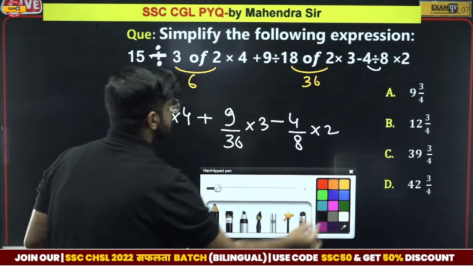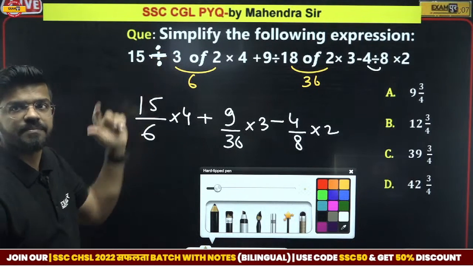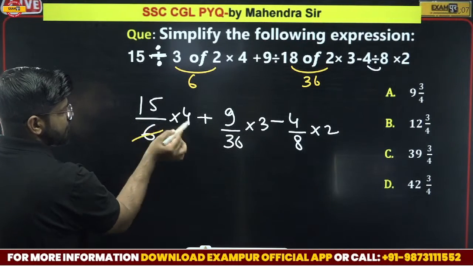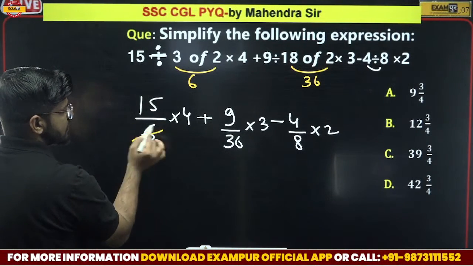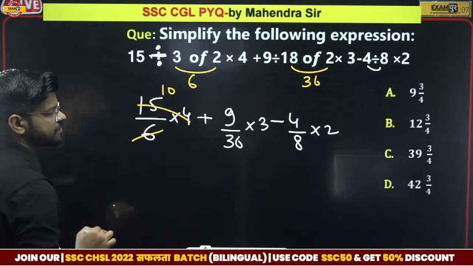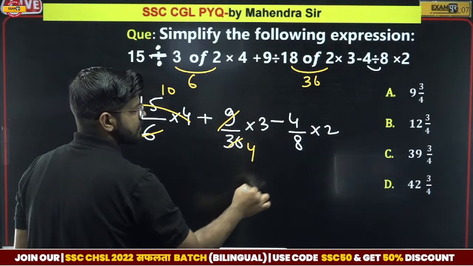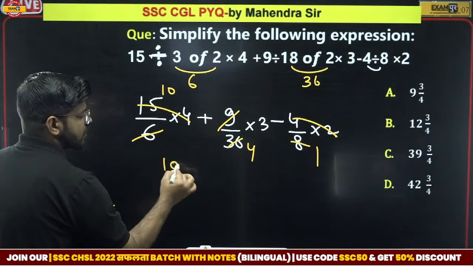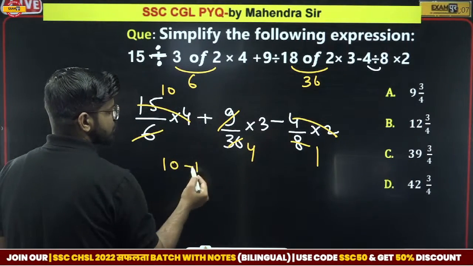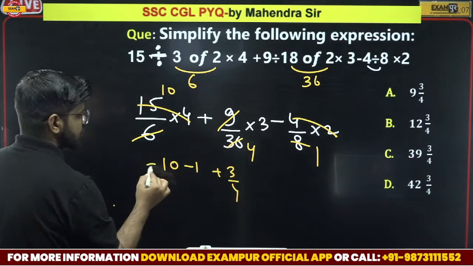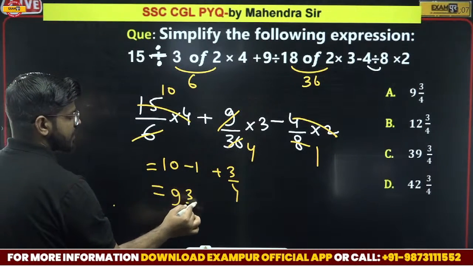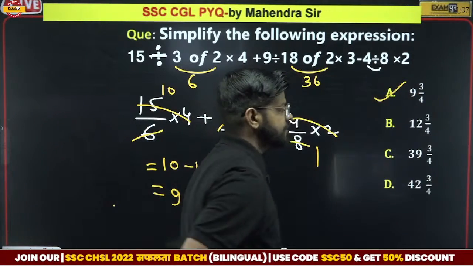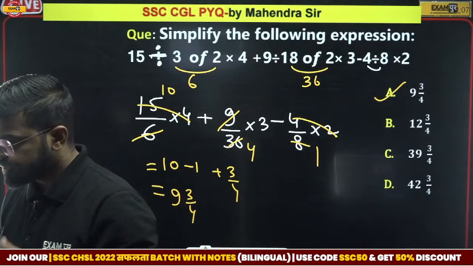This will be divide sign. So solve it. 15 fours are 60. So 60 cancels out 10 times. 4 will be cancelled out by 1. So we are getting 10 minus 1 plus 3 by 4. So we are finally getting 93 by 4 as my answer. 93 by 4 will be the answer. Clear? Is it clear?